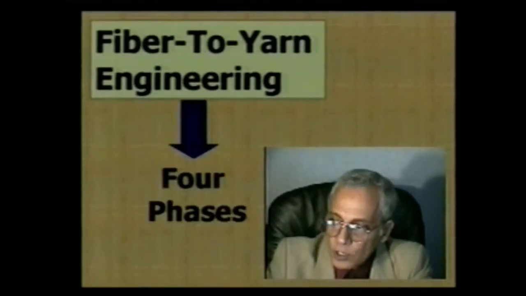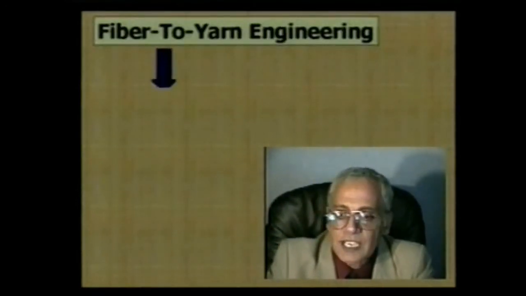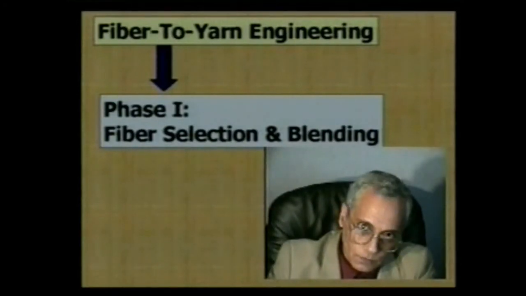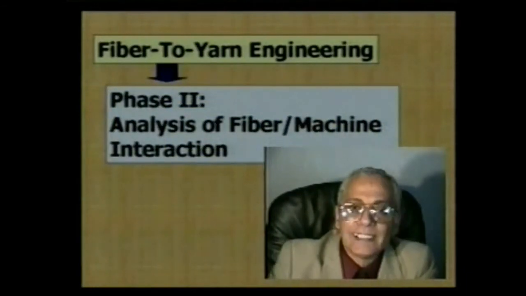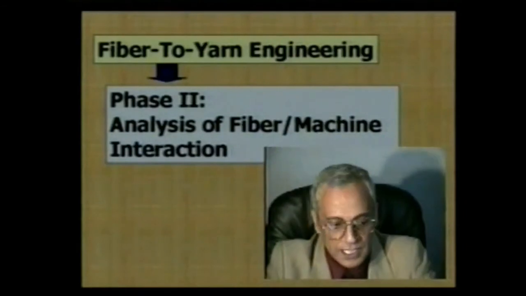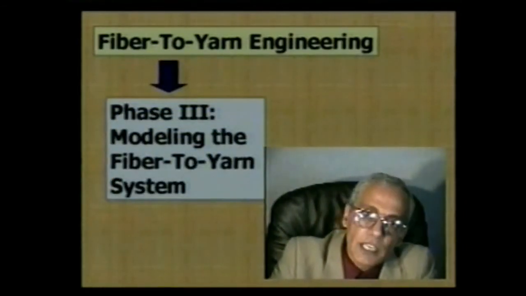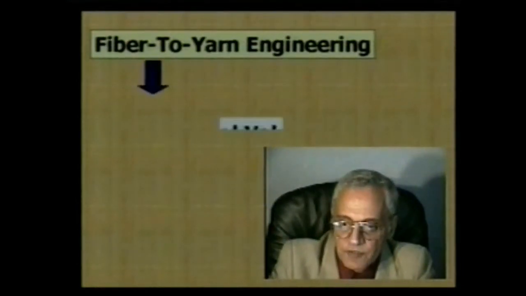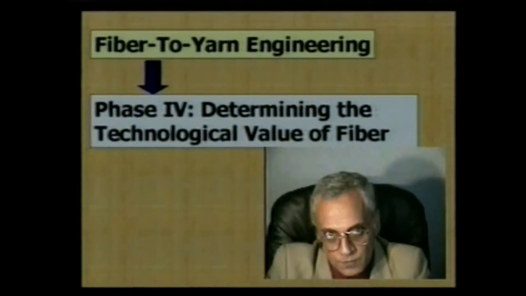Fiber-to-yarn engineering consists of four primary phases. The first phase is fiber selection and blending. The second phase is the analysis of fiber-machine interaction, understanding the system theory, as I mentioned earlier on. The third phase is modeling the fiber-to-yarn system. And the final phase is determining the technological value of fiber.